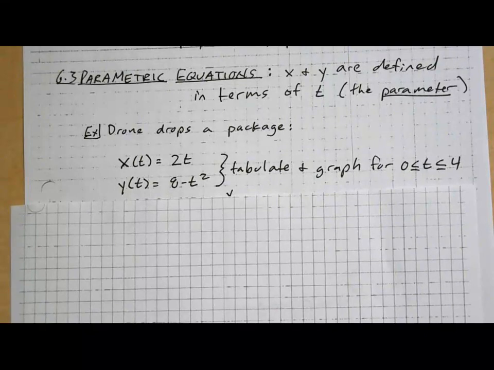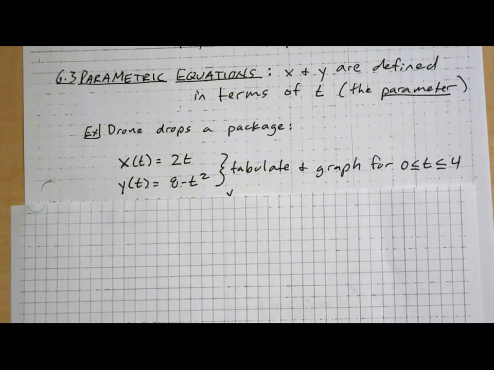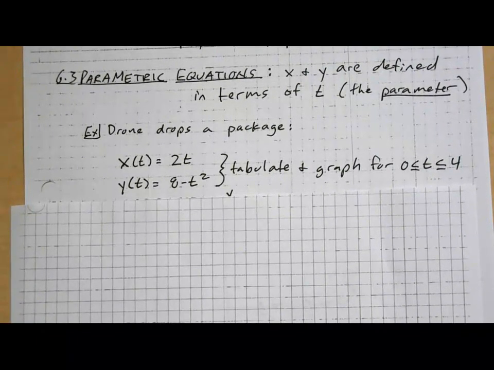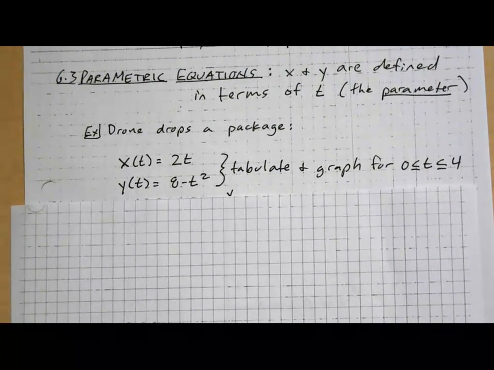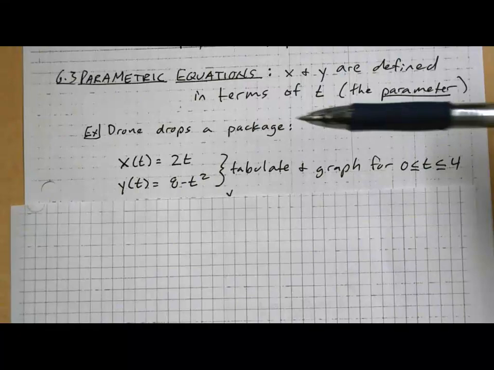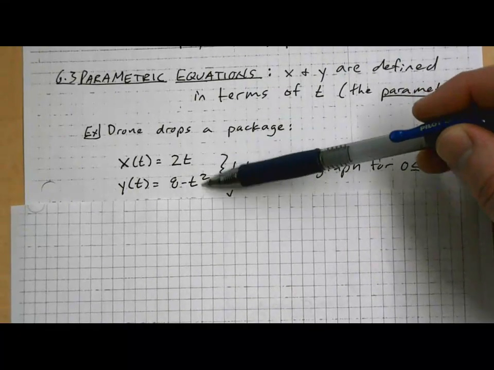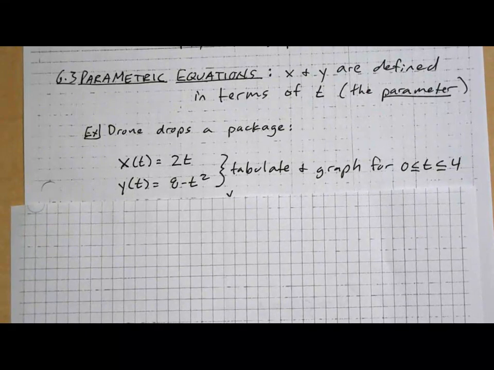So we're going to make a graph of this situation. The situation is the drone's flying along, and it gets to some place it wants to drop this thing, and it drops it mid-flight. And the package is going to fall, and it's going to be moving in both the x and the y directions. The x and the y directions are both dependent on t, so as t changes, the x coordinate and the y coordinate of our package is going to change.